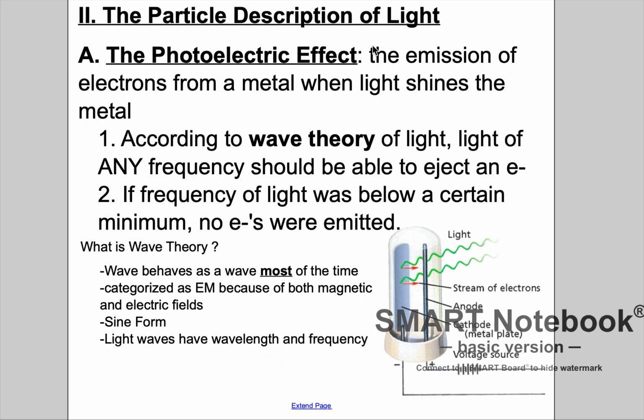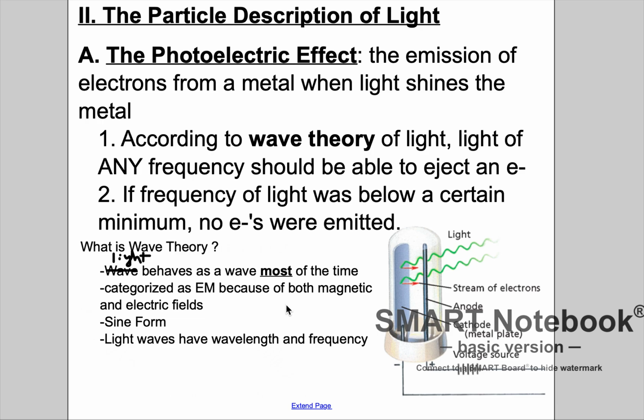Okay, so now I'm going to talk a little bit about the particle description of light. And before, like I said, in the 1900s, people thought that light was a wave, and there's this idea of wave theory. Oh, shoot, that's a typo. Actually, I can just cross that out right now because that's embarrassing. I can't believe I didn't notice that until now. Light behaves as a wave most of the time.